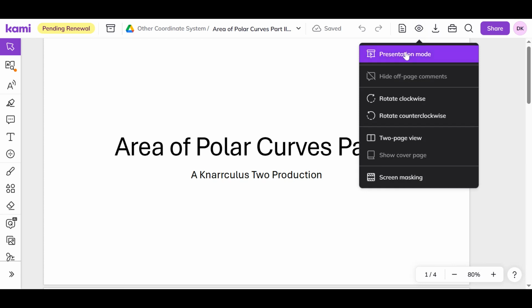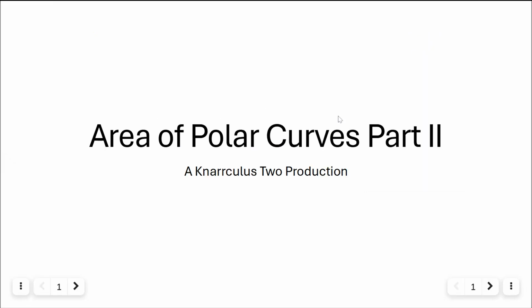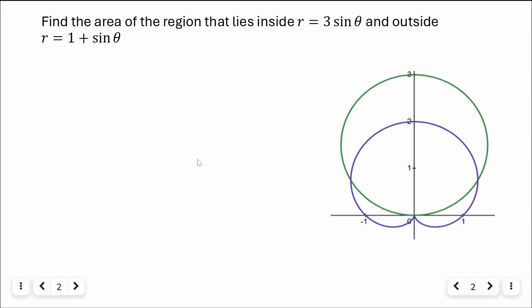Today we're going to be learning more about the area of polar curves. Now we're going to put multiple polar curves on the same graph and find areas inside graphs, outside graphs, and everything in between. All right, so let's get started and let's see how this is going to work.